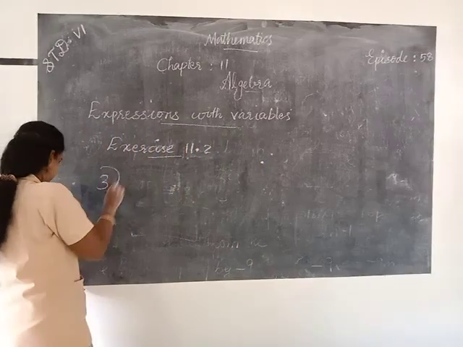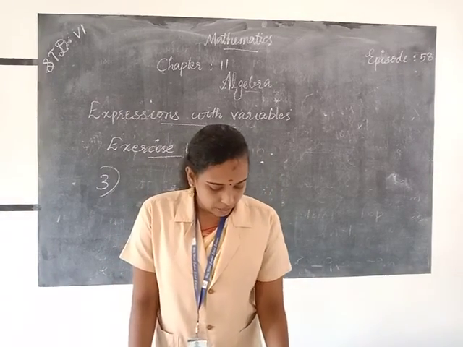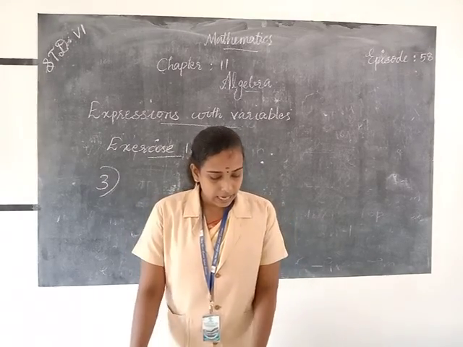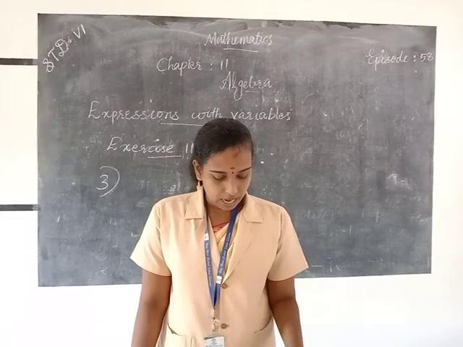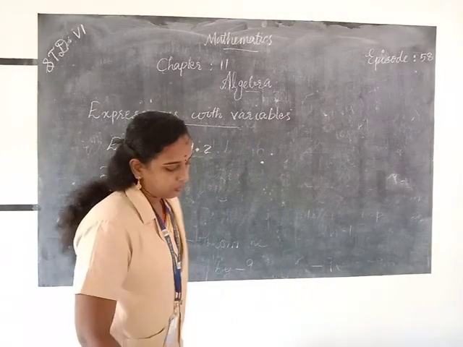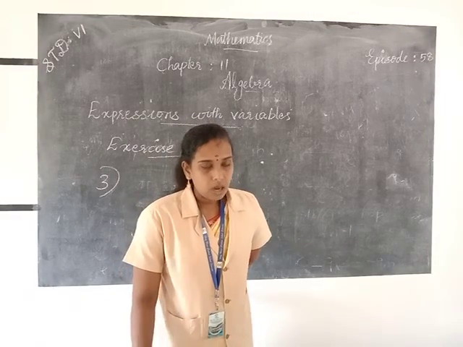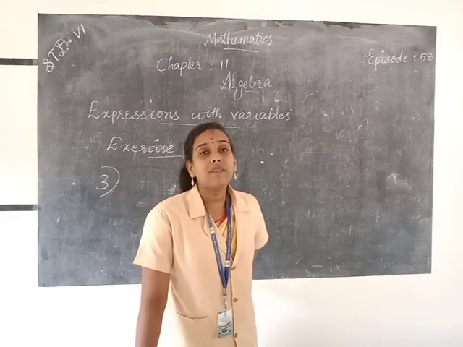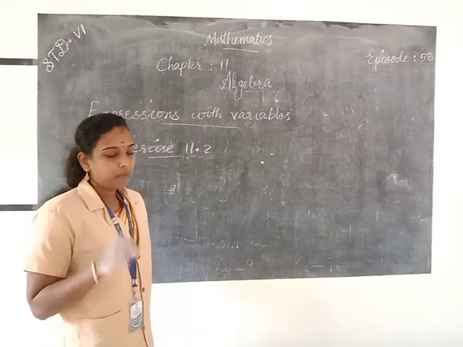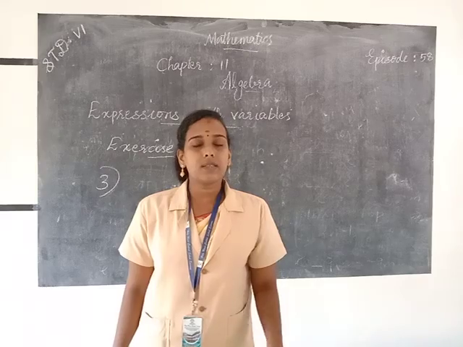Then the next one is question number 3. A cube is a three-dimensional figure as shown in the figure, and it has 6 faces, all of them identical squares. The length of an edge of the cube is given by L. Find the formula for the total length of the edges of a cube. So how many edges are there in a cube? There are 12 edges in a cube. So here we want to find the total length of the edges of a cube.